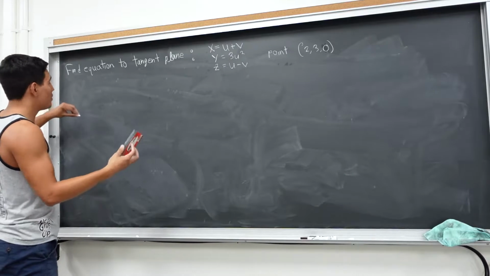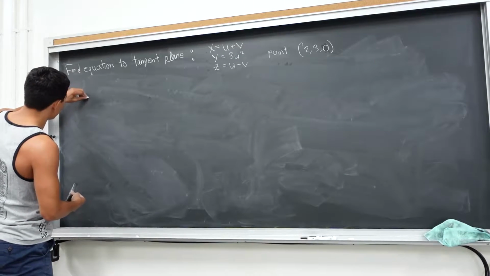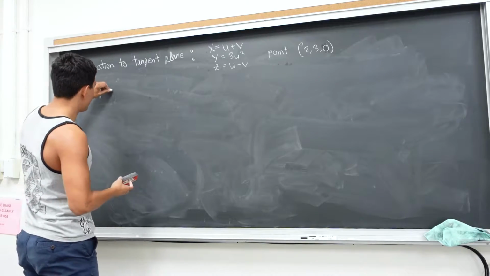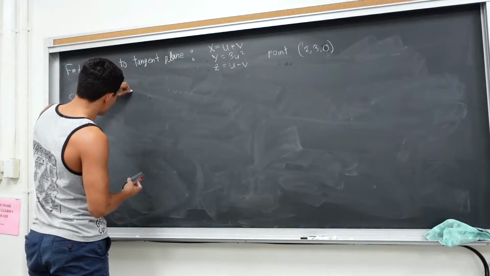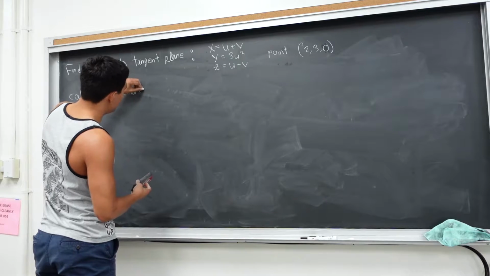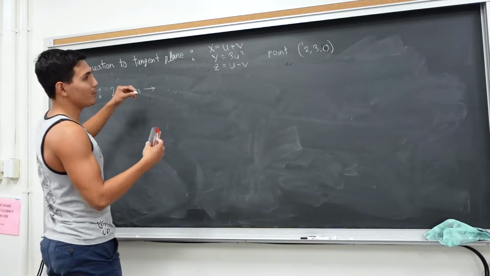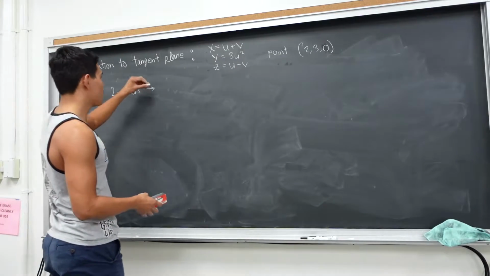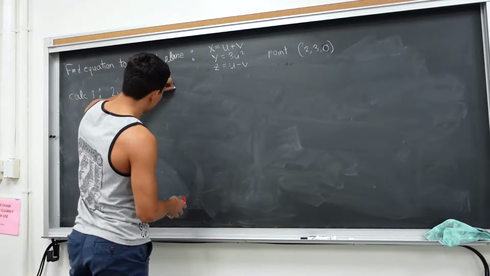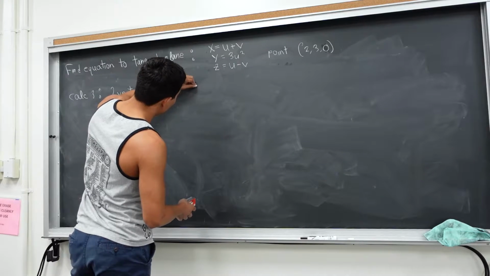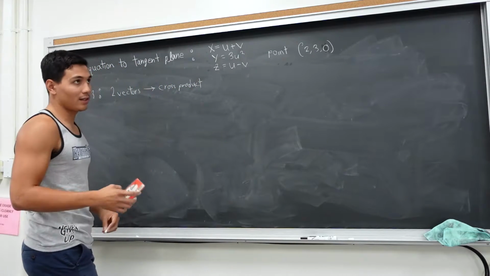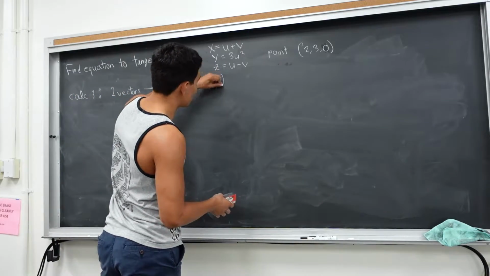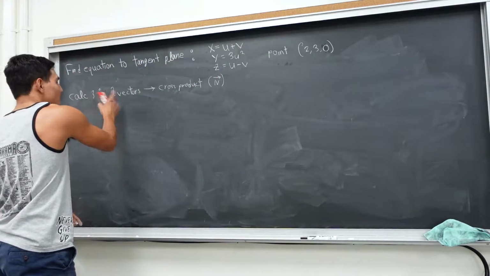So, in general, if you remember from Calc 3, if we have two vectors, what can you do with two vectors? You can do a cross product. And the cross product of two vectors, we can call that vector n, which is our normal vector. It's normal to both of those two vectors.